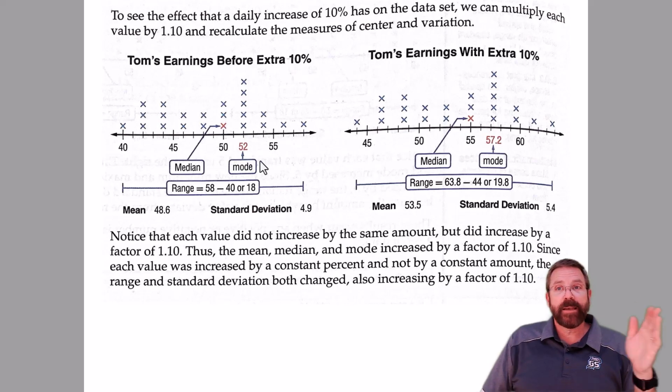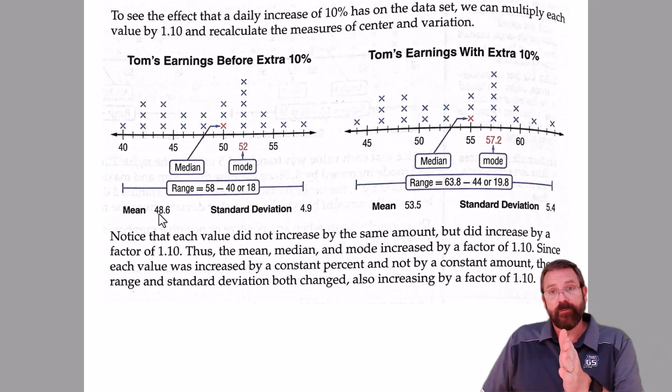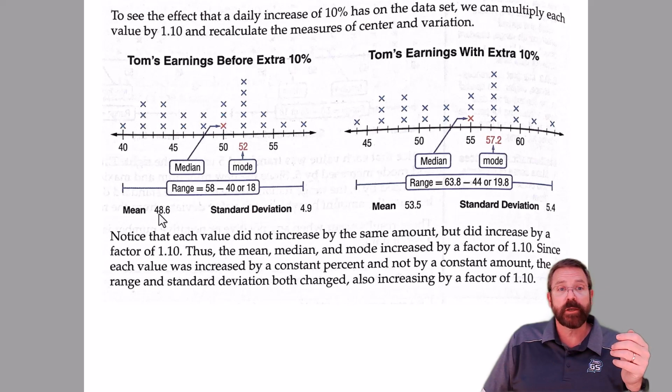So going back over what we had earlier, if we were adding the same amount, the mean, the median, and the mode all increased by that k value, which was 5 in that previous problem, while the standard deviation and the range stay the same.